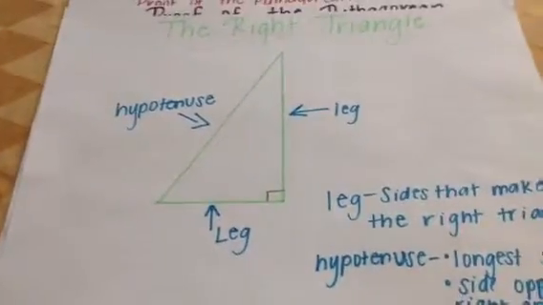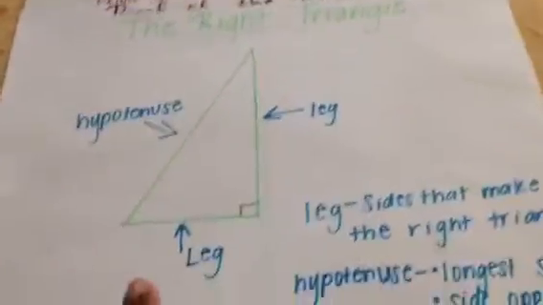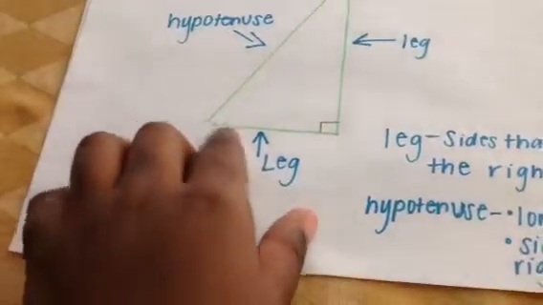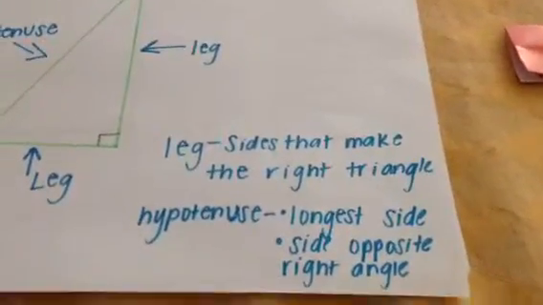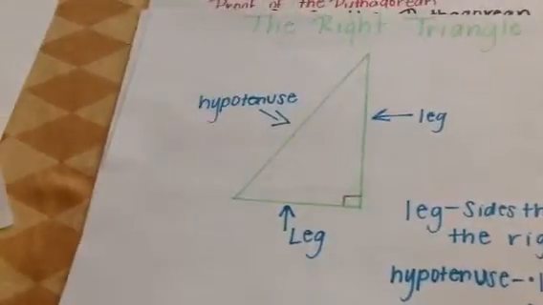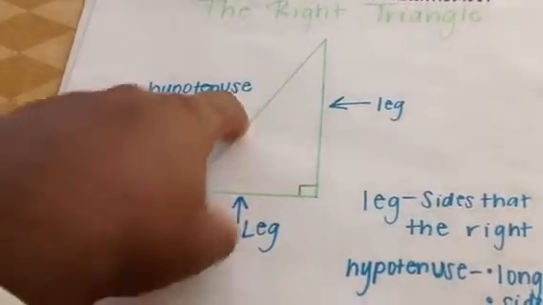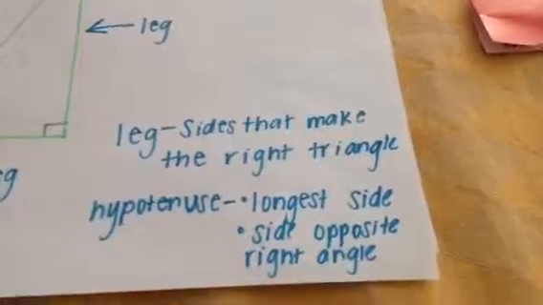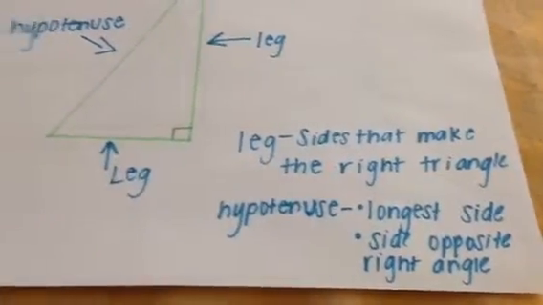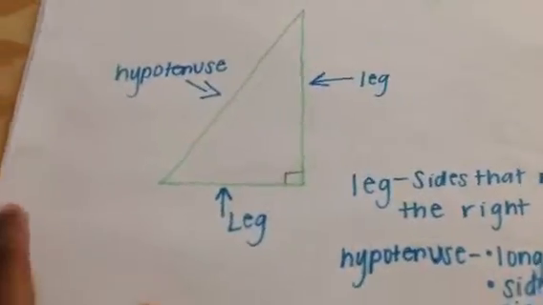The right triangle. So these right here are the legs, and the leg is the side that makes the right angle of the triangle, and this longer side here, that's the hypotenuse, and the hypotenuse is the longest side and opposite of the sides, the legs, that make the right triangle.